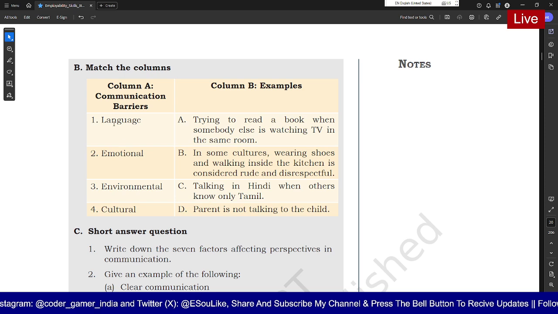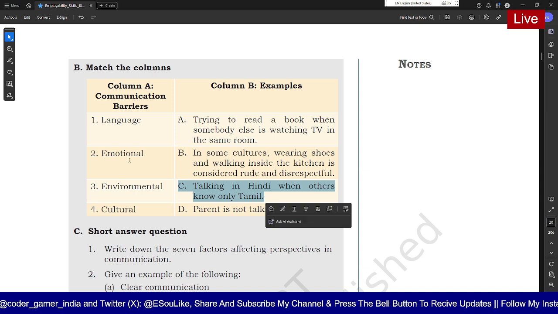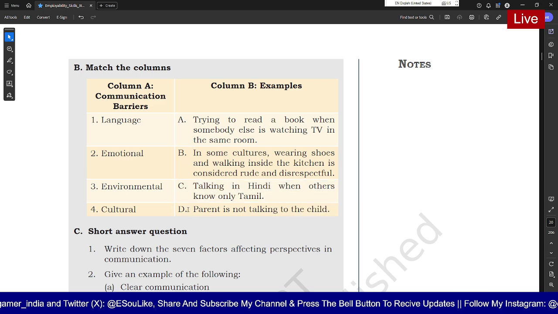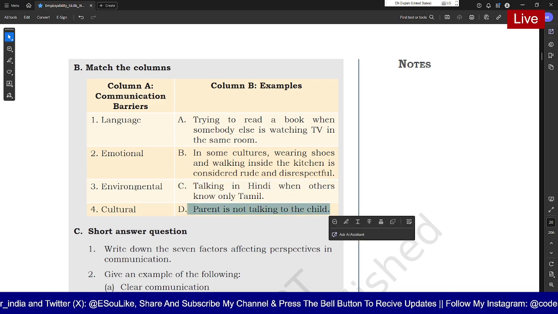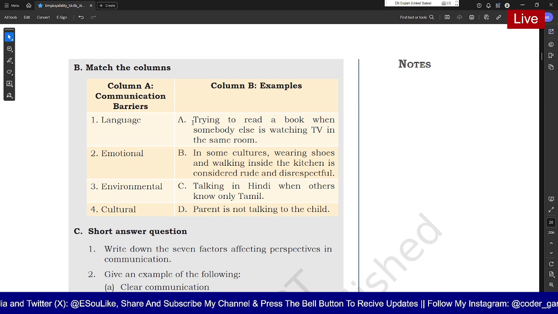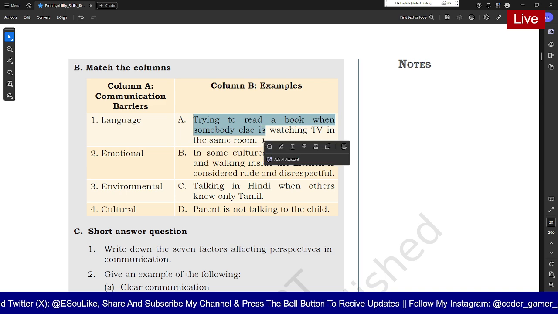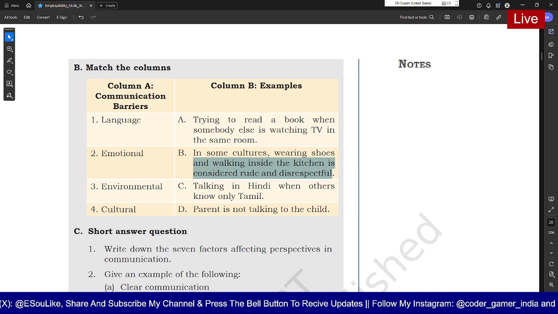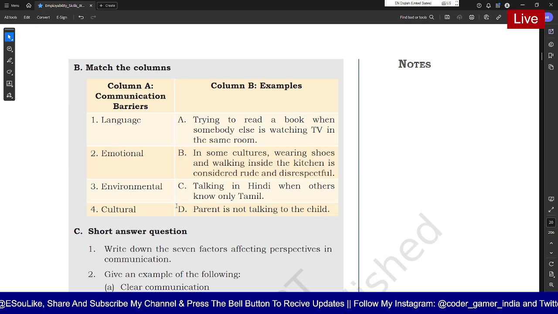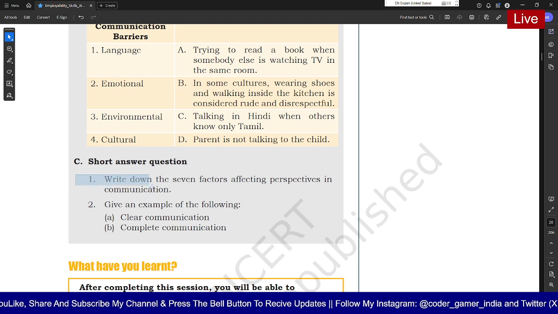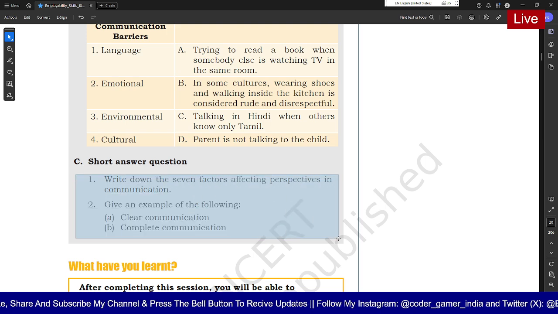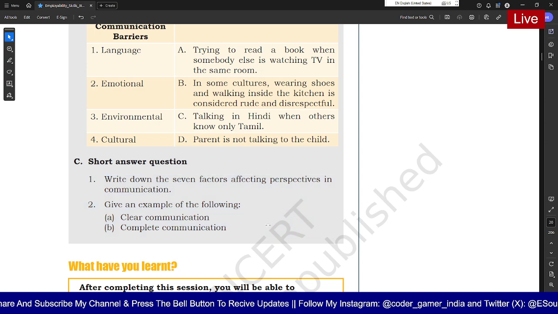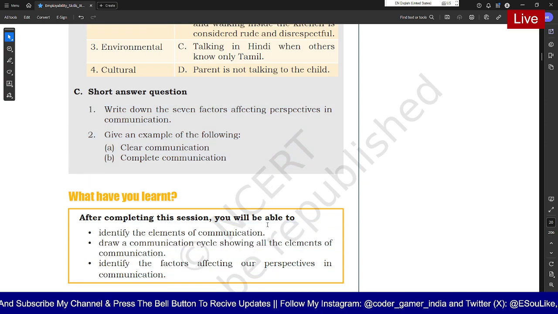Next, we are asked to match. Language. Emotional. Not liking the child. Environmental. Trying to read a book while someone else is watching TV. And cultural is walking inside the kitchen, considered to be rude and disrespectful. I have given the answers to these questions. I hope you could get it.